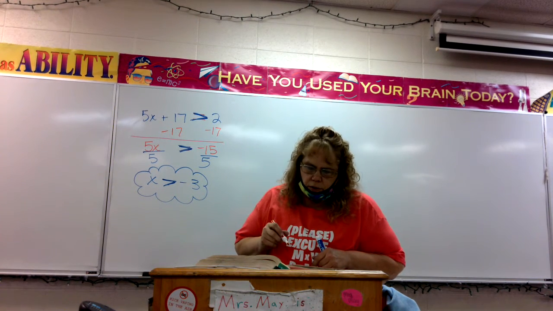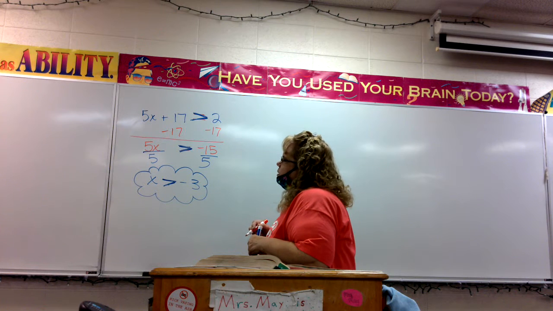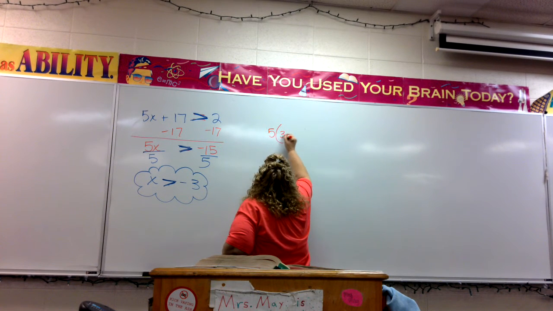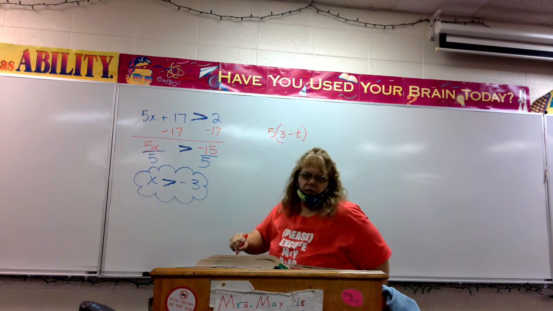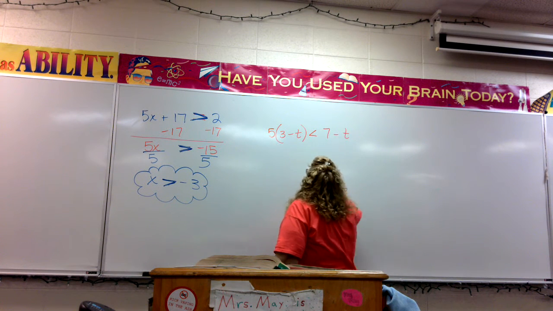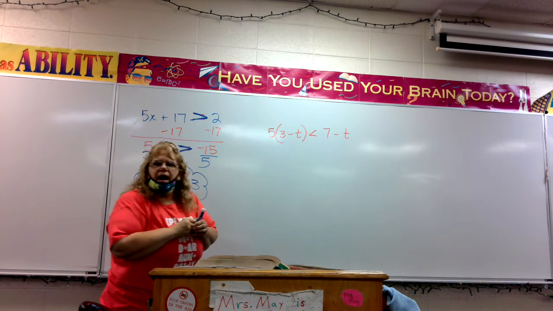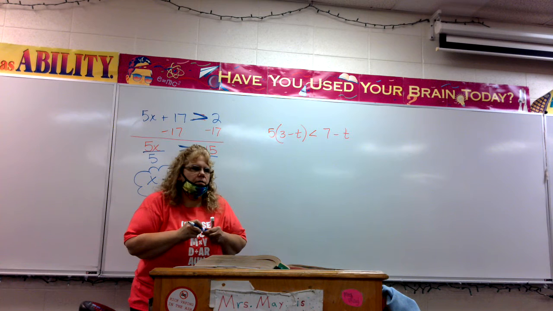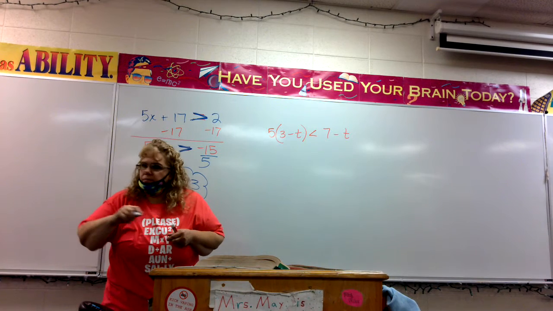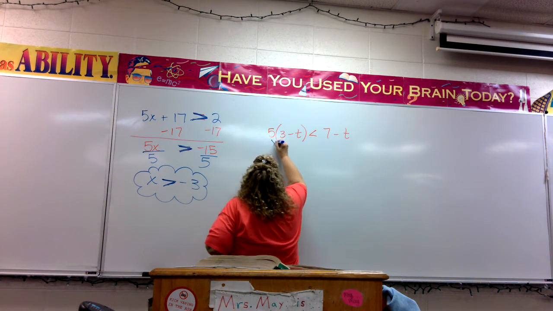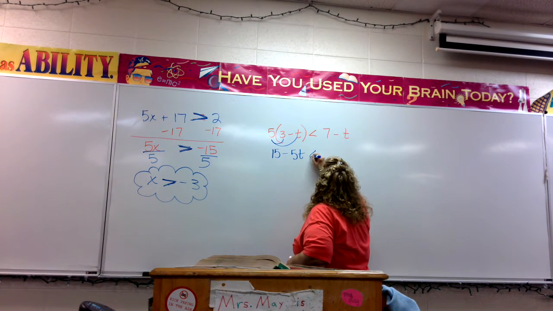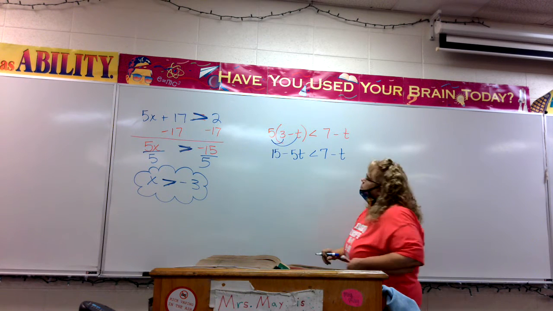How about this one? It's 5 times 3 minus t less than 7 minus t. First step. Parentheses. What do you have to do? Distribute, multiply it up. So I get 15 minus 5t, right?